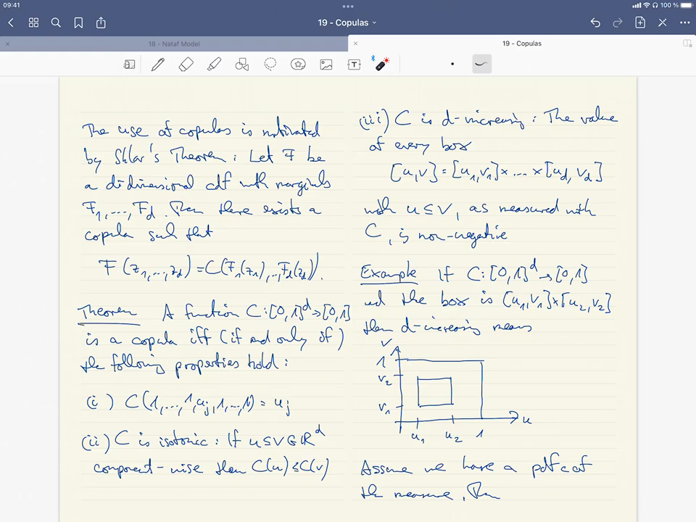And I'm not proving this theorem to you. It's not that simple, but you find it in books on statistics when you look into copulas. But I hope I could at least make these three conditions plausible for you.